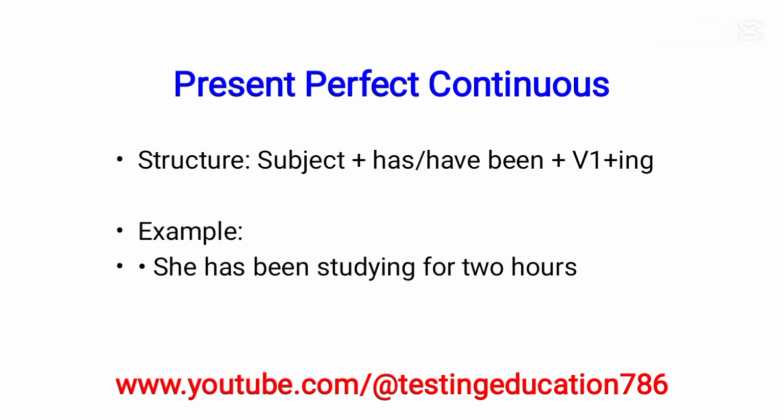Its fourth form is present perfect continuous. Present perfect continuous tense shows action started in the past and is still continuing. Its structure is subject plus has or have been plus first form of verb plus ing. For example, she has been studying for 2 hours.